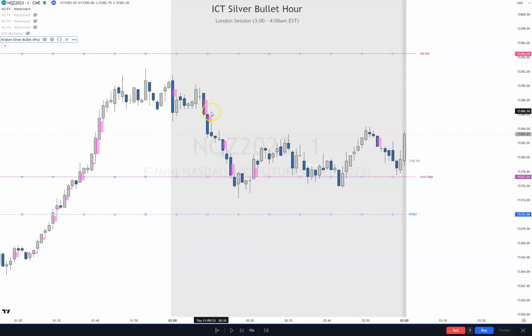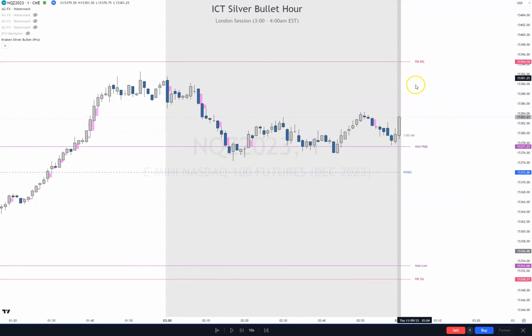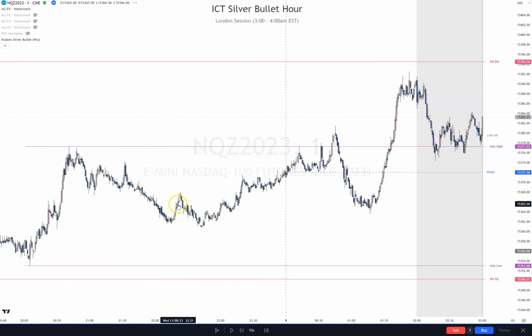Okay, so this purple is the fair value gap thing. You can change the color to that. I have mine as purple because it stands out to my eyes. And let's see where everything's at. Okay, so we've got PM buy side up here. We've obviously taken the Asia high. Let's see if we've taken anything else.